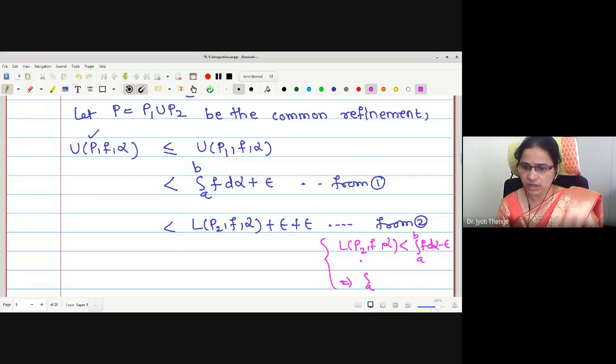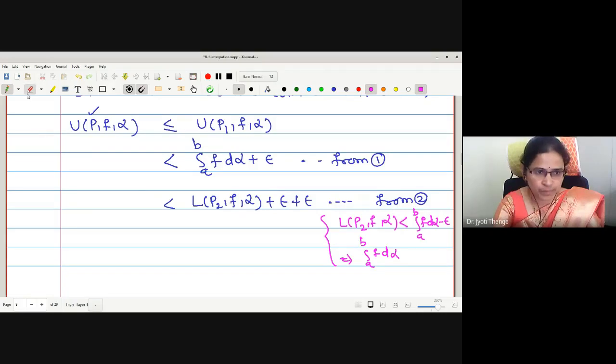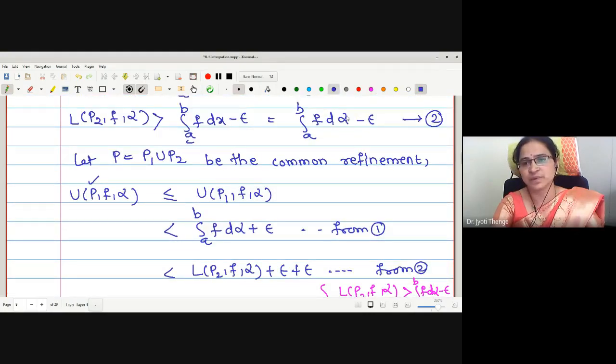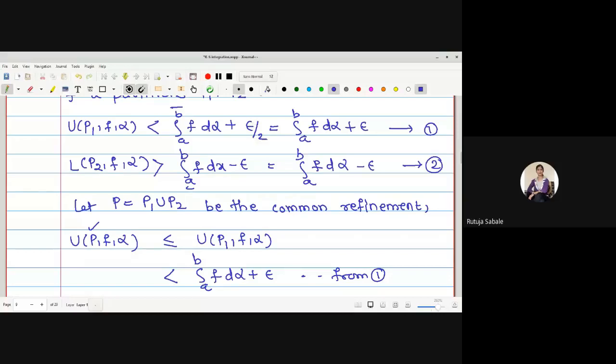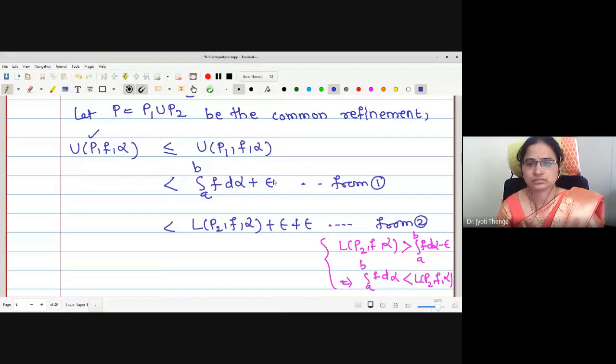Therefore the integration from a to b of f d alpha is greater; now I have mentioned the wrong inequality. So this is less than L(P2, f, alpha) plus epsilon. Correct? But we want to prove actually this is epsilon. So what should be the adjustment correspondingly? Epsilon by 2. Here it is epsilon by 2, here it is epsilon, and in this statement also I have epsilon by 2.